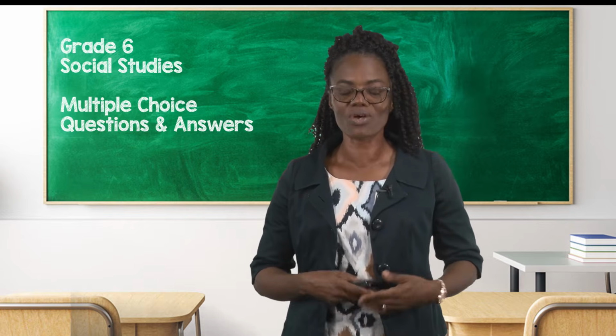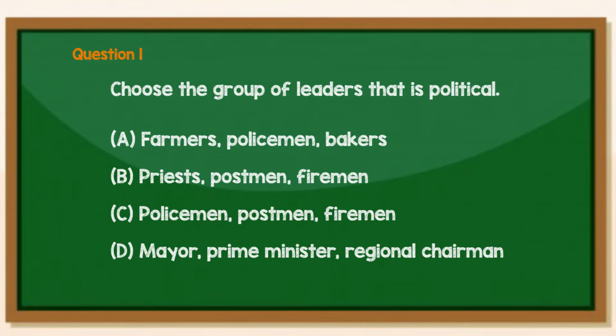So let's get going. Question 1. Choose the group of leaders that is political. So there are answers at A, B, C, and D. Remember, you are only writing the letter near to the number. Of course, if you are quick enough and you want to write out the words that are at the particular answer you choose, go right ahead.